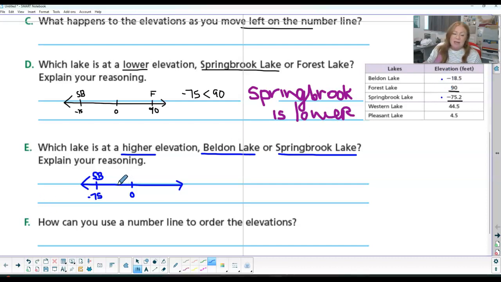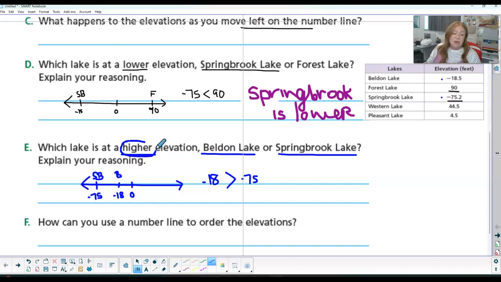So right here's like 10, 20, 30. So it's close to the 20. Negative 18 is Belden. So I'm going to compare these. So Belden is negative 18. And I'm comparing that to negative 75. Well, negative 75 is more to the left. So that's actually lower. Springbrook was on the left of Forest and to the left of Belden. So either way, Springbrook is lower.